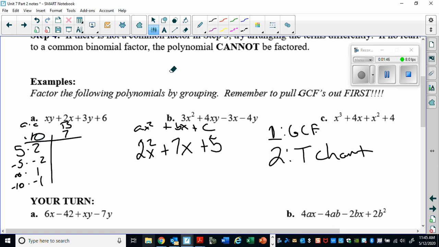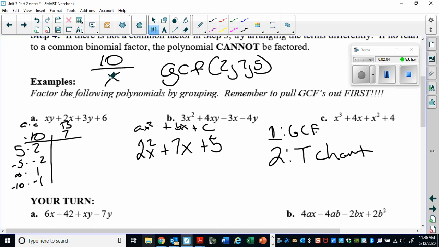Remember, if you do not remember how to do that, go to Desmos and type GCF, and then 2, 7, and then 5. That's how to find the GCF. And then to find your factors, go to Desmos and type 10 divided by x. I have done this in other videos, so this is just going to be a quick review.